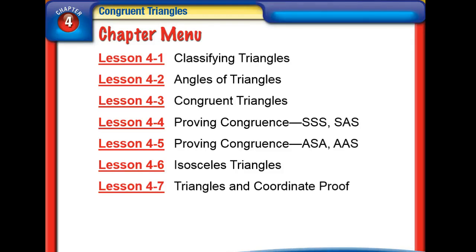We're moving back to chapter 4 right now on congruent triangles. We're going to work on these first 6 lessons of this chapter: classifying triangles, angles of triangles, congruent triangles, proving if the triangles are congruent by side, side, side, side, angle, side, angle, and angle, angle, side, and dealing with isosceles triangles.